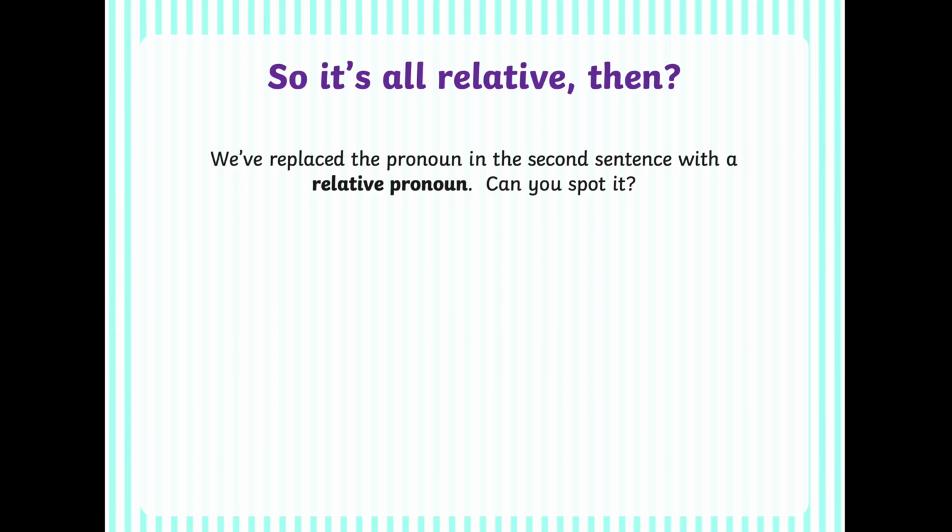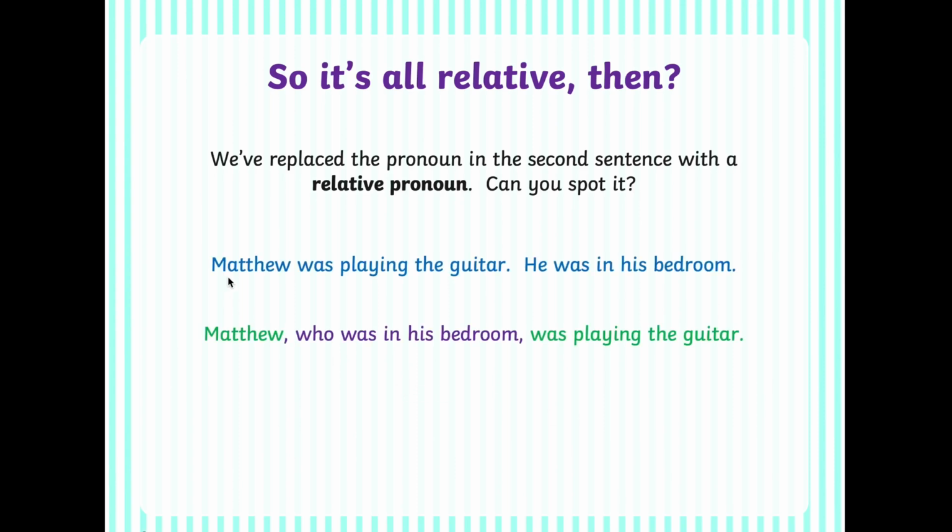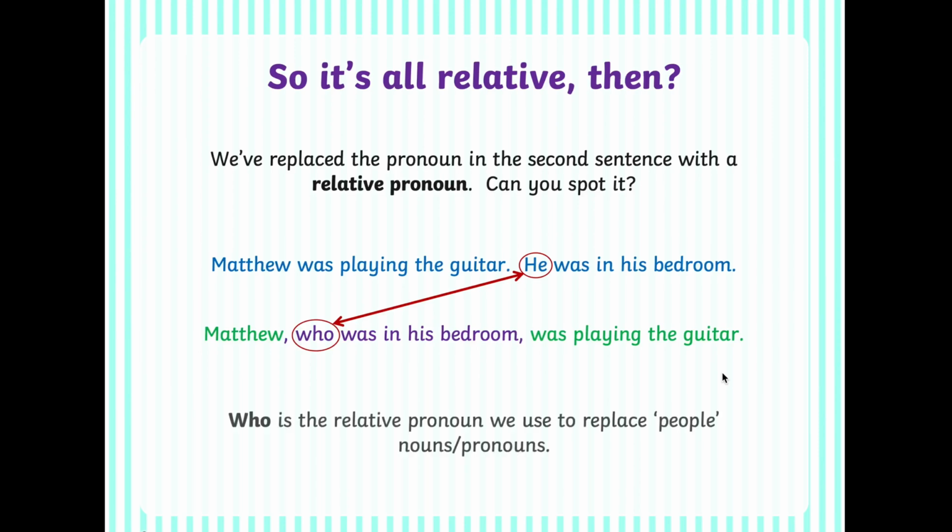We've replaced the pronoun in the second sentence with a relative pronoun. Can you spot it? Matthew was playing the guitar. He was in his bedroom. Matthew, who was in his bedroom, was playing the guitar. Who is the relative pronoun we use to replace people, nouns and pronouns. We will find out a little bit more about relative pronouns later on in our lesson.